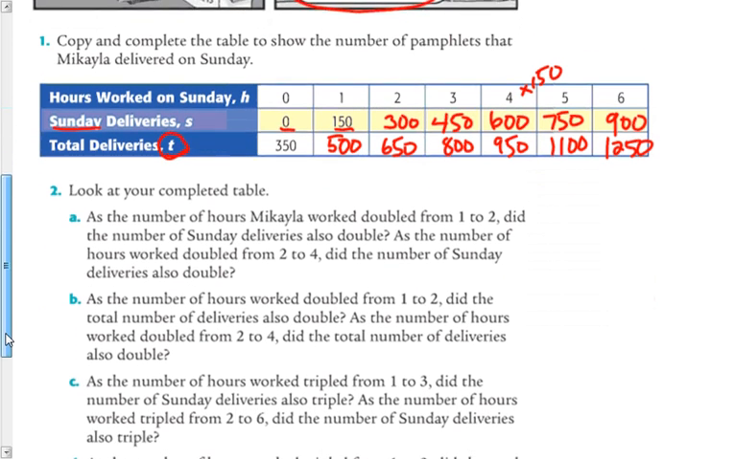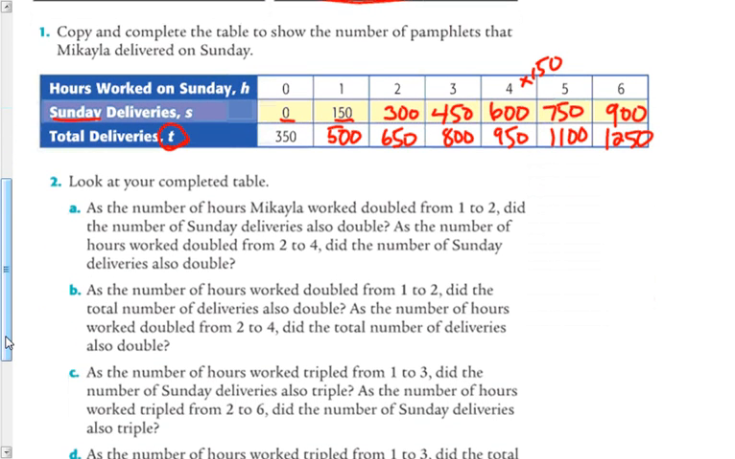Okay, now we're going to answer a couple questions about this. And this is going to help us understand what it means to be a direct variation. So if we look at this table, as the number of hours Michaela worked doubled from 1 to 2, so she's working twice as many hours, did the number of Sunday deliveries, so we're talking about this row here, also double? So what we're saying is 150 doubled equals 300, and it is. So we're going to say yes, it is.